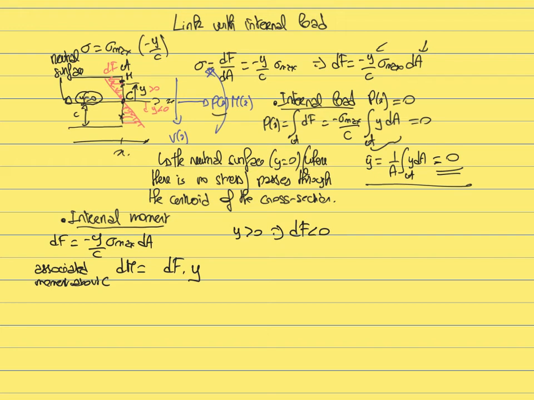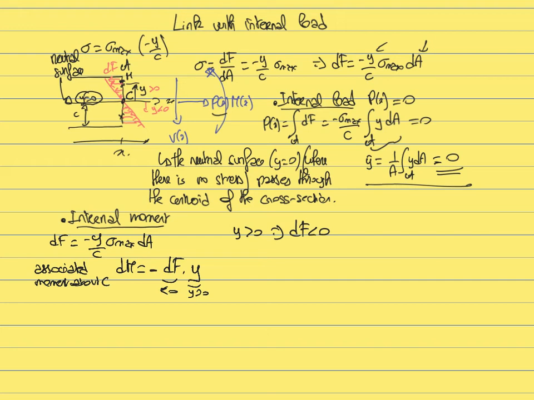On the other hand, when we look at the moment, if y is positive, that's going to create an anti-clockwise moment about C, which would be a positive moment. So if y is positive, then we said that dF in this case would be negative. And then when you multiply dF times y, that would give you something negative. But we know that when y is positive, you should have a positive moment. So necessarily we need to add a minus sign here so that the moment becomes positive.